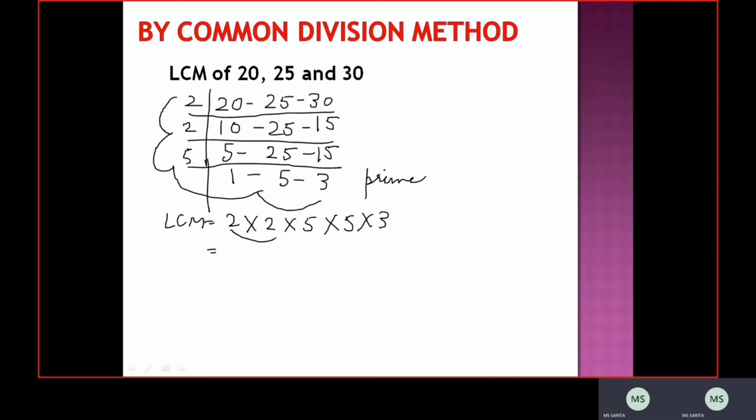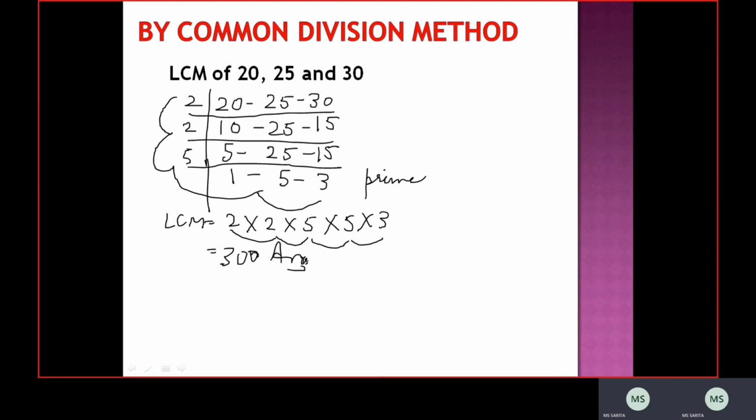So 2 2s are 4, 4 5s are 20, 20 5s are 100, and 100 3s are 300. So here LCM will be 300. This was the method of common division. Here also we are using prime factorization, but the method here is common division for finding the factors.